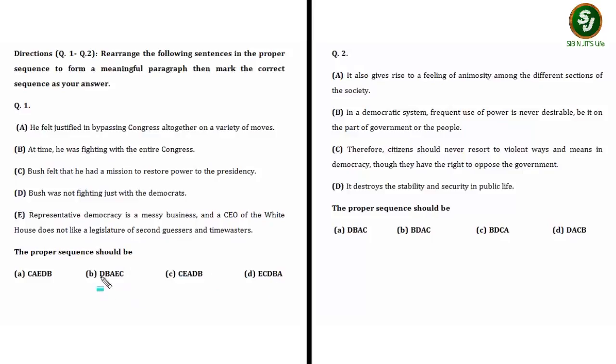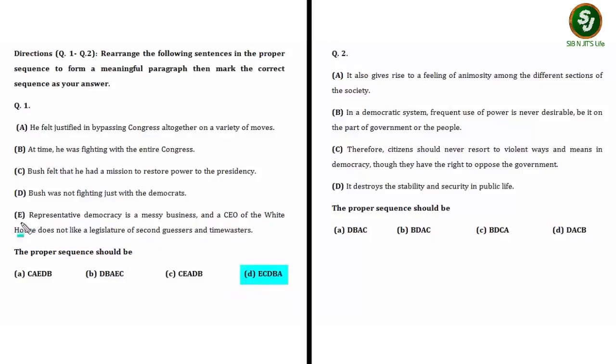In this option we have D as the first statement. Bush was not fighting with just the Democrats. Was not fighting. As soon as we start a paragraph, we cannot introduce fighting and all. For what he was not fighting, we must know. So this option is also struck off. So we are left with only option D, and it starts with E. So representative democracy is a messy business and the CEO of the White House does not like a legislature of second guessers and time wasters. So the correct answer for this will be option D.